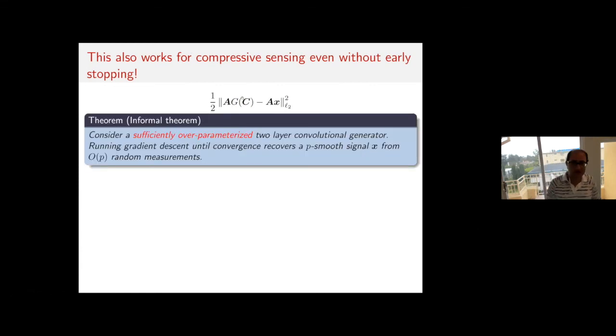And so here is a sort of informal theorem about this. If you have a sufficiently over-parameterized two-layer convolutional generator, like the kind we discussed, and you run gradient descent on this, with x being, again, a signal which is p smooth, again, p components in the trigonometric basis, then you can recover it with essentially order p random measurements. So that's the kind of conclusion.